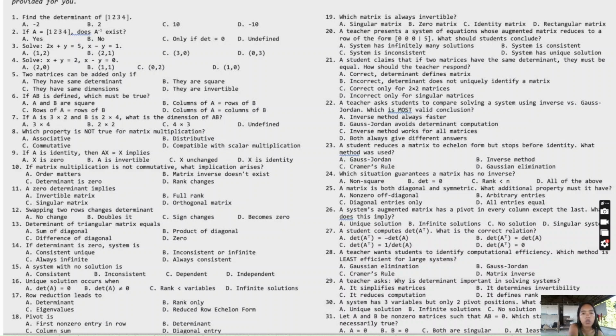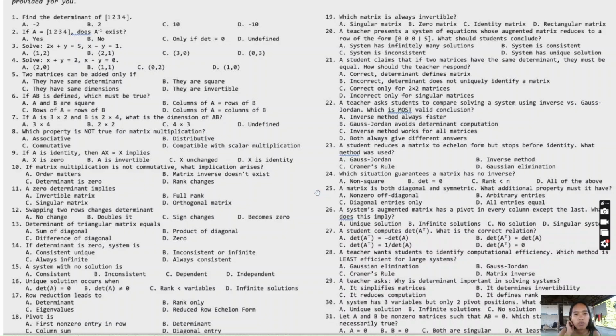Let's move on to question number 19. Which matrix is always invertible? The answer is letter C, identity matrix. The identity matrix is always invertible because its inverse is simply itself. Also, the determinant of the identity matrix is always 1, and since 1 is not 0, the identity matrix is always invertible. So the answer is letter C.